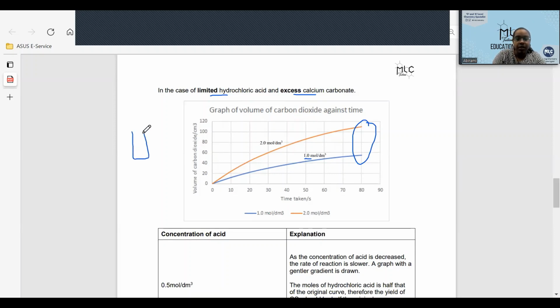So let me draw a beaker. This is beaker A, and this contains 1.0 mole per dm³ of hydrochloric acid. You have another beaker B, with the same volume, and this contains 2.0 mole per dm³ of hydrochloric acid. Because 2.0 mole per dm³ is of a higher concentration than 1.0 mole per dm³, there will be more reactant particles in beaker B. So that's why I'm going to draw more reactant particles. But for beaker A, because it has a lower concentration, there will be fewer reactant particles. Because beaker B has more reactant particles present, the volume of carbon dioxide will be greater than that of beaker A.